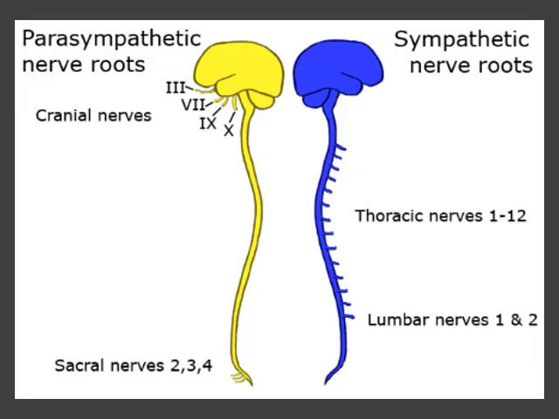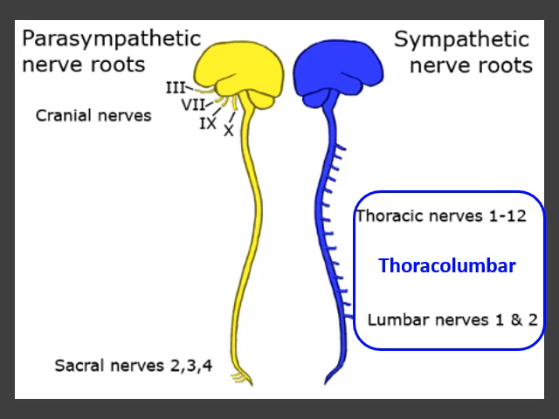The sympathetic division of the autonomic nervous system: its nerves originate from the lateral horn cells of all the thoracic and the upper three lumbar segments of the spinal cord. So it's called the thoracolumbar system. The parasympathetic division of the autonomic nervous system is the craniosacral outflow of the autonomic nervous system.